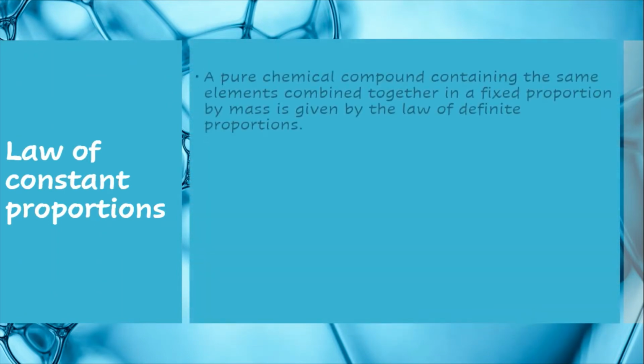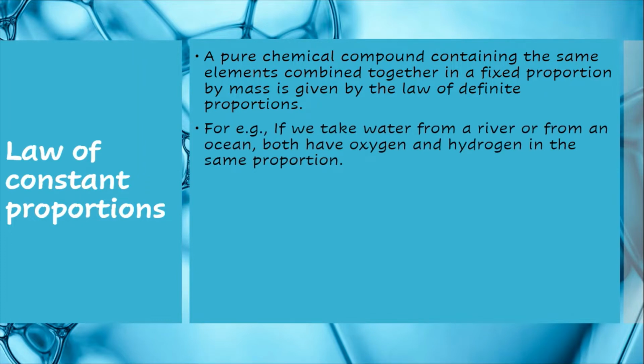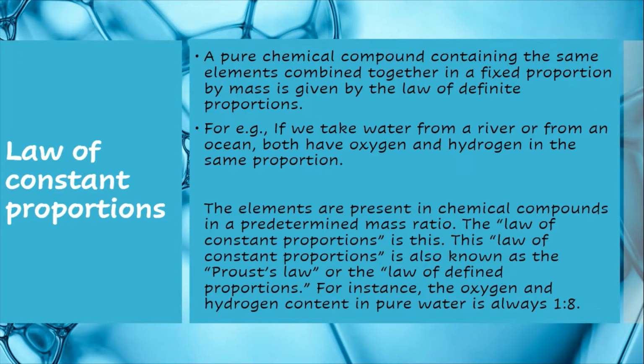Law of constant proportion. A pure chemical compound containing the same elements combined together in a fixed proportion by mass is given by the law of definite proportion. For example, if we take water from a river or from an ocean, both have oxygen and hydrogen in the same proportion. The elements are present in chemical compounds in a predetermined mass ratio. This law of constant proportion is also known as the Proust law or the law of defined proportion. For instance, the oxygen and hydrogen contained in pure water is always in 1:8.